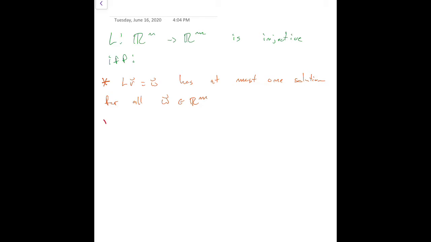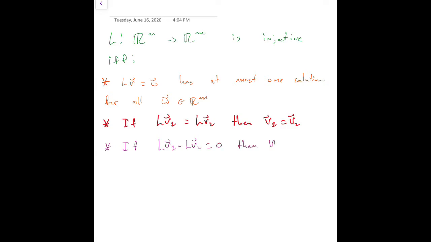Okay, now this orange statement is equivalent to the following. If V1 and V2 are two vectors, if LV1 is equal to LV2, then V1 is equal to V2. This is equivalent to saying if LV1 minus LV2 is equal to 0, then V1 minus V2 is equal to 0. All I'm doing is subtracting LV2 from both sides and subtracting V2 from both sides.